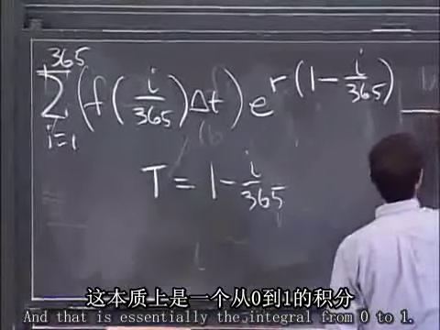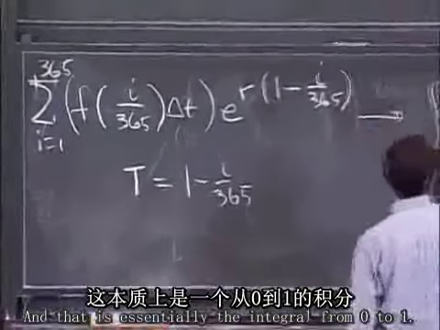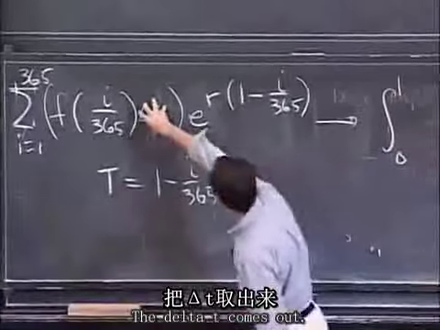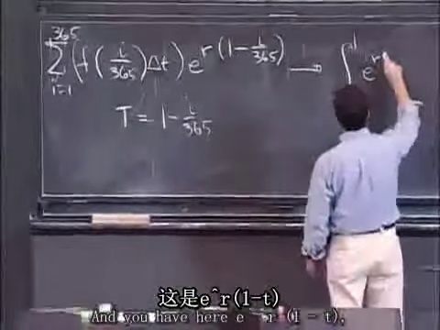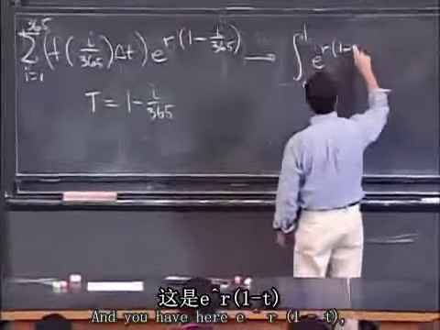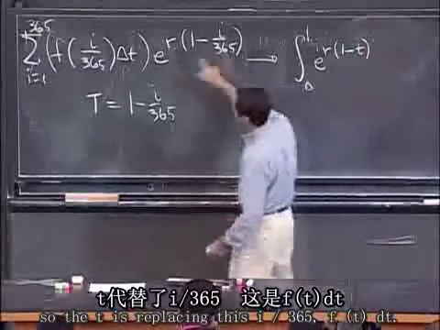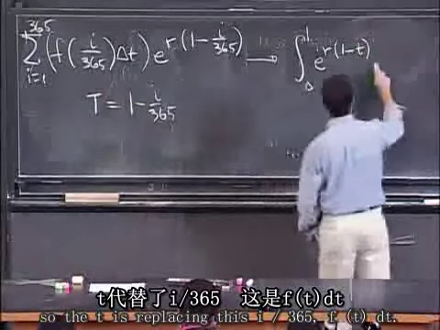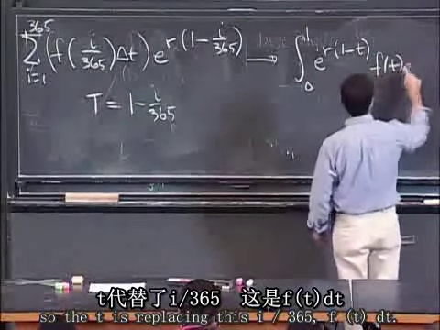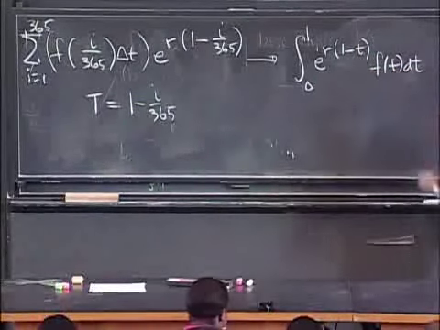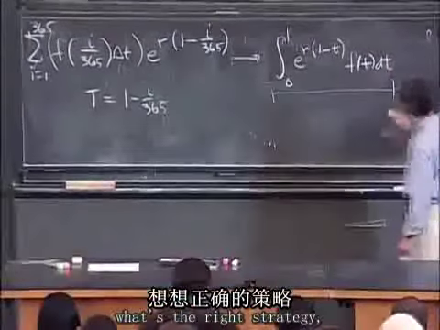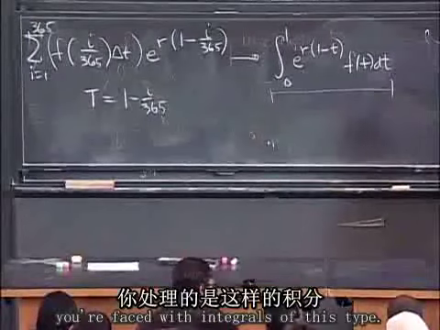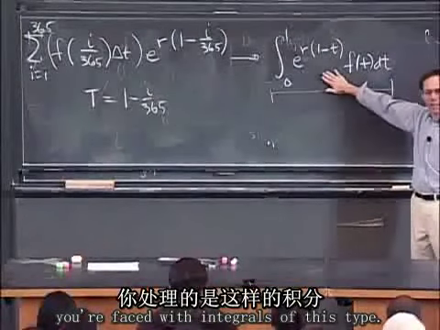And that is essentially the integral from 0 to 1. The delta t comes out, and you have here e to the r times 1 minus t, where the t is replacing this i over 365, times f of t dt. And so when you start computing and thinking about what's the right strategy, you're faced with integrals of this type.